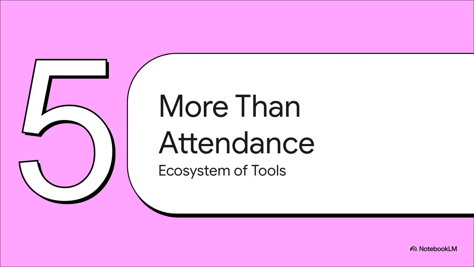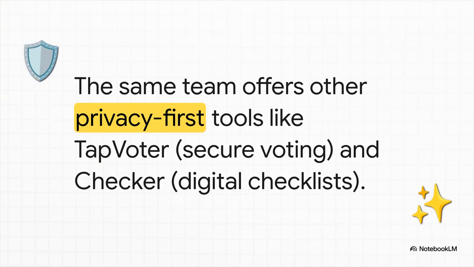And what's really cool is that this focus on privacy isn't just a one-off thing for this one app. It's actually part of a whole ecosystem of free, private tools. Yeah, the very same team behind this also offers other tools, all built on that same privacy-first foundation. They've got a secure voting tool called Tap Voter, a digital checklist app called Checker, and more. And to me, that just reinforces the idea that this isn't some marketing ploy. It's a genuine principle that guides everything they build.